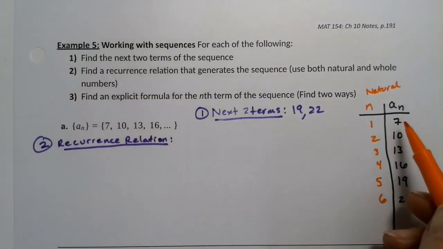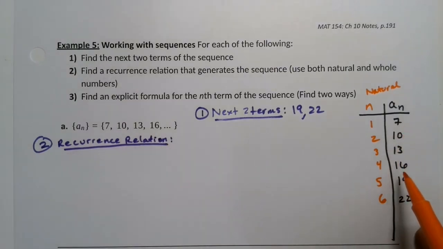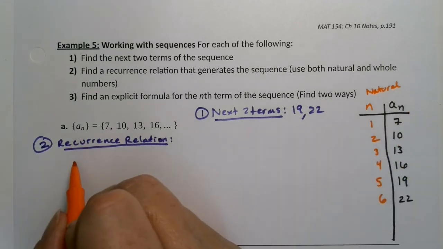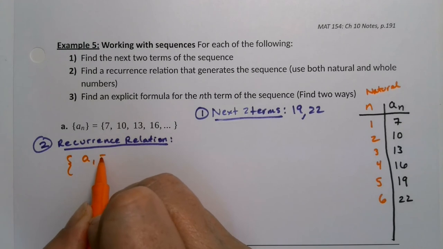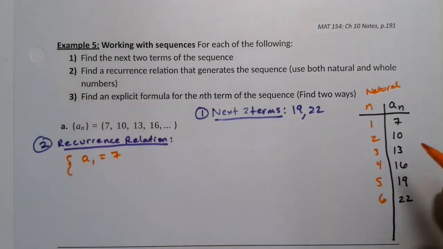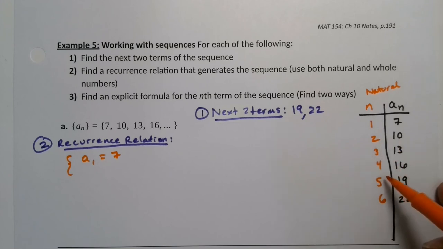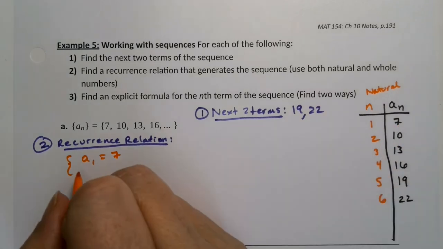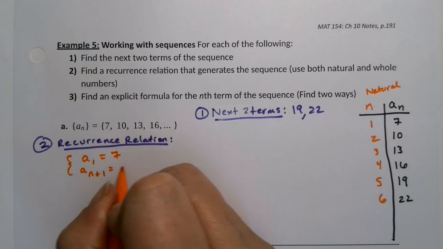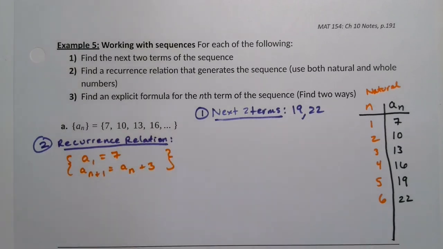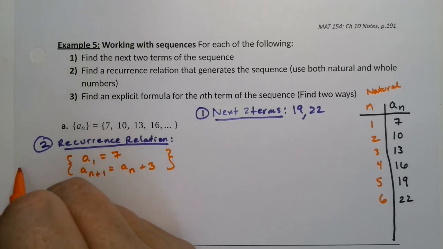That's using this sequence, right? So how do I start it? I say, well, a sub 1 is 7. A sub n plus 1, the next one, is the last one plus 3. We've already seen this relation. Done. That wasn't hard. So those are the natural numbers.